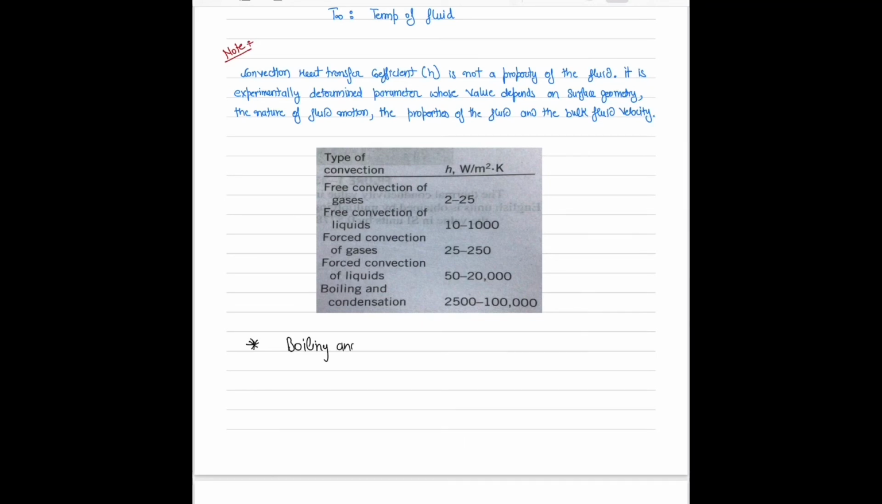Boiling and condensation have the highest h value, that is, heat transfer coefficient value. Second, the heat transfer coefficient for forced convection is higher than natural convection.